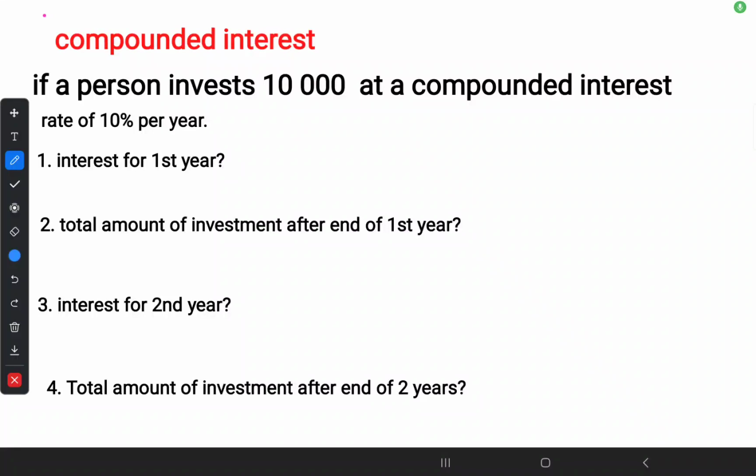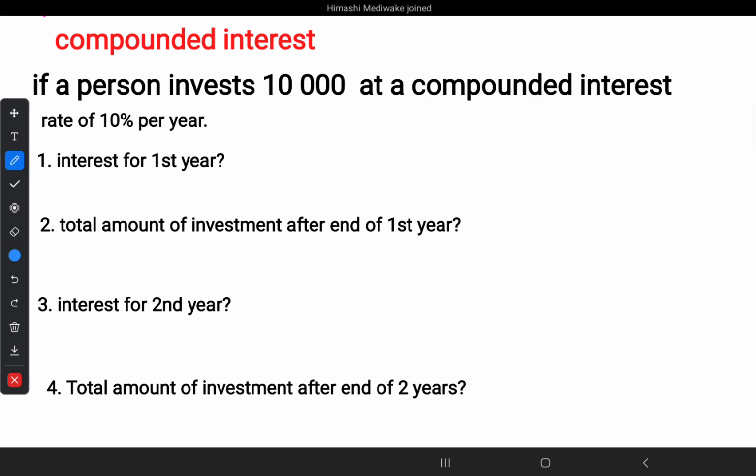The compounded interest application question. If a person invests 10,000 rupees at a compounded interest rate of 10% per year, that means if I invest 100 rupees in that company, they will give you 10 rupees as interest. That is what is meant by this 10% interest for the first year. So how can we find the interest for the first year?